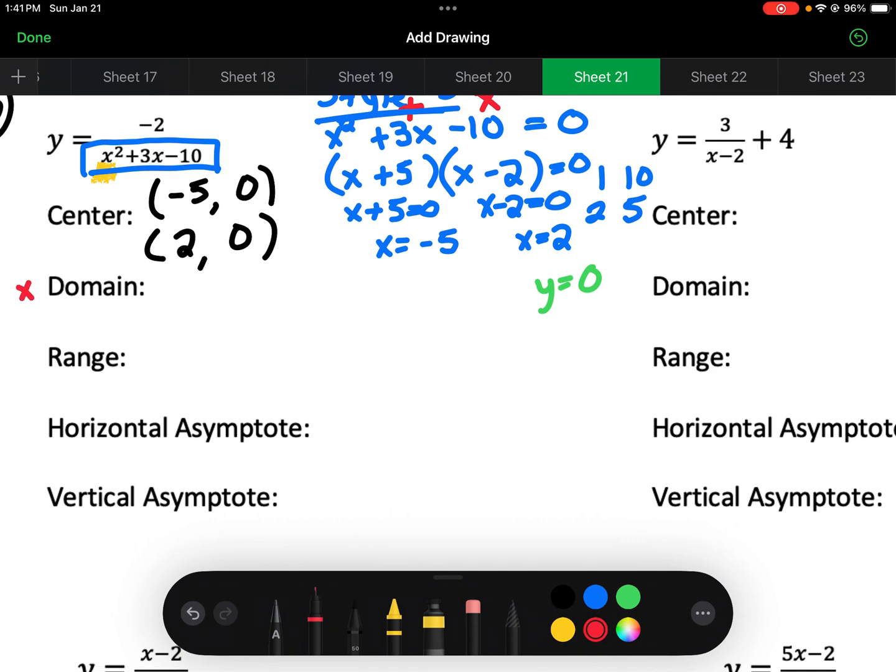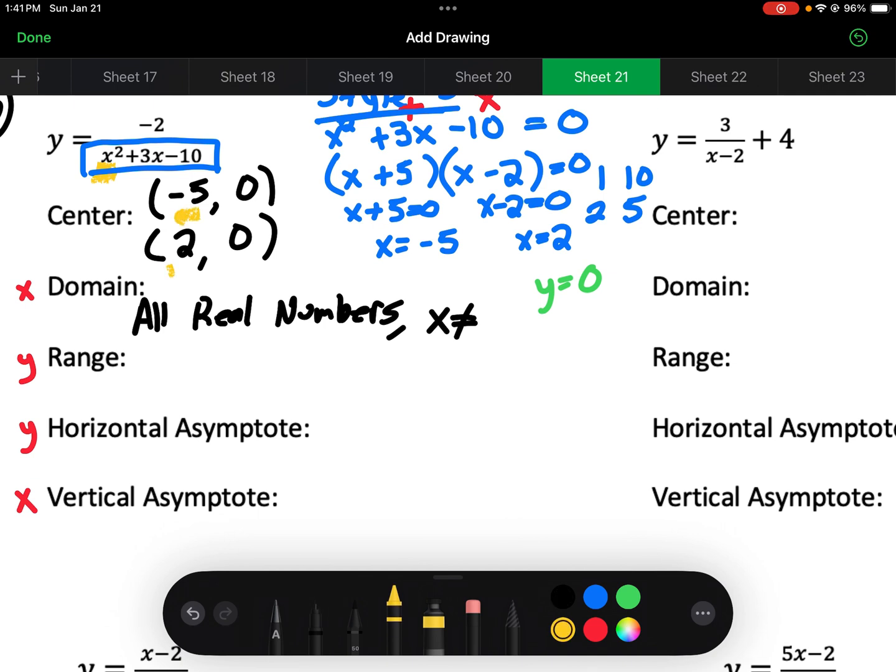Remember, domain is x, range is y, horizontal is y, vertical is x. And away we go. Domain is going to be all real numbers except the x values we are going to exclude. The x values we don't want, again, come from our centers. We do not like negative 5, and we do not like 2, so negative 5 and 2.